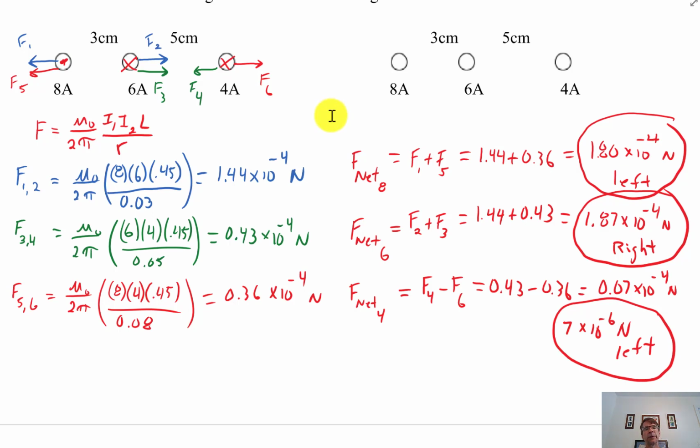And then the last one's a very small force because they're in opposite directions, so I subtract. My mantra is, take the big force, the bigger one's the green one, to the left. Big force minus the small force. So F4 minus F6, instead of adding. So 0.43 minus 0.36 is 0.07. I put that back into scientific notation. The 0.07 times 10 to the negative fourth newtons would be fine. Same answer as 7 times 10 to the negative fourth newtons, but to the left. The bigger force is to the left.